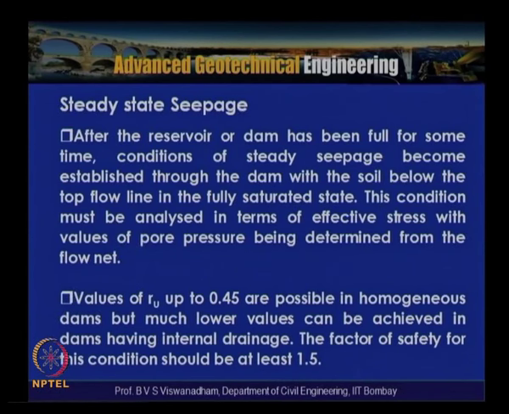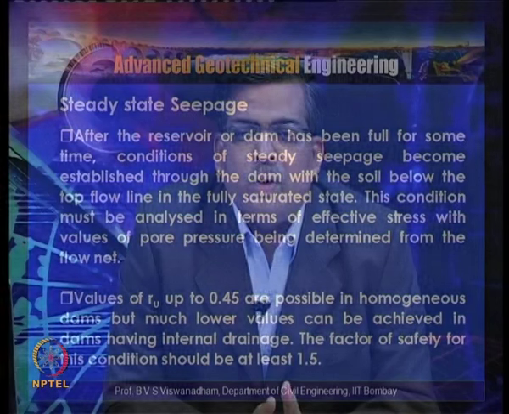That means that if you are having dams with internal drainage, like filters or chimney drains, the phreatic surface will be subjected to a dip, and because of that the ru value can be much lower. The factor of safety for this condition should be at least 1.5, but one thing has to be established: there can be an eventuality of internal erosion problems. So this needs to be addressed.